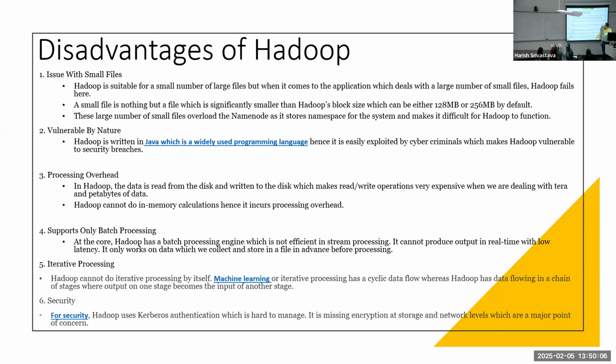Processing overhead in Hadoop: the data is read from the disk and written back again. This is one of the biggest drawbacks, and it is why we will be studying Spark in our upcoming class. This is point number 3. Why we are going to study Spark is for this reason. Processing overhead: whatever processing Hadoop does, it does on your disk.